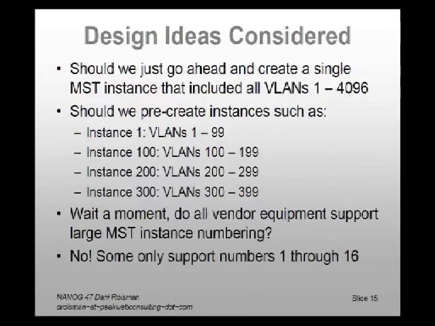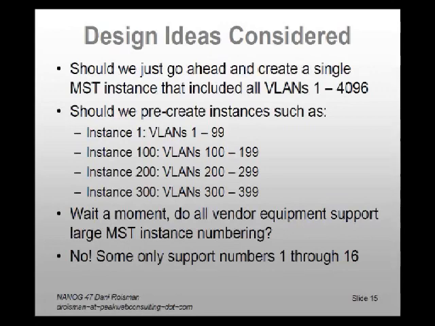Some of the design ideas we considered while trying to build this up: should we just go ahead and make a single instance, put 4,000 VLANs in it, and we're done? We're back to single instance spanning tree like we've been doing years before or on other vendor platforms. Or should we pre-create some instances? So we can be a little bit smarter and anticipate, okay, we'll make an instance number 1 and put 100 VLANs, instance number 100, put the next 100 VLANs, and 200, put the next 200 VLANs, and kind of get the whole VLAN bucket covered that way.